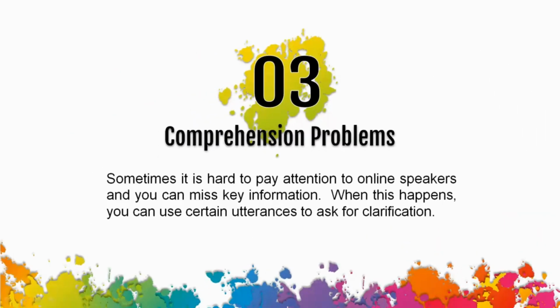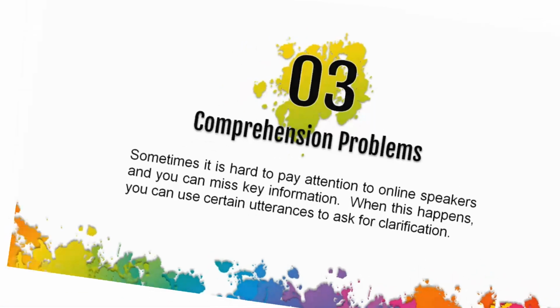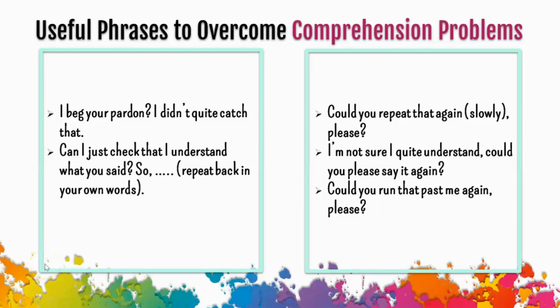Okay, so next one is comprehension problems. Sometimes it is hard to pay attention to online speakers and you can miss key information. So when this happens, you can use certain utterances to ask for clarification. When you are having comprehension problems, you can use these phrases. I beg your pardon, I didn't quite catch that. Can I just check that I understand what you said? You can repeat back in your own words.